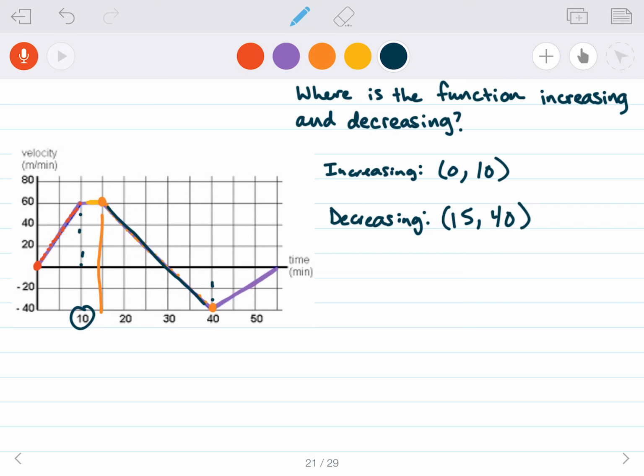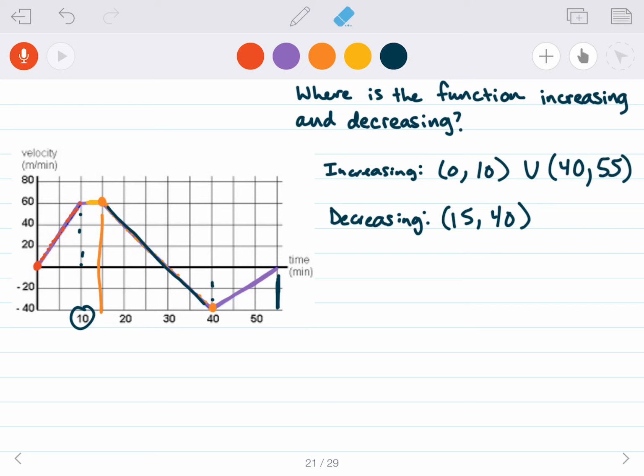Then it starts to increase again. So it's increasing from x equals 40 all the way, and it doesn't have arrows, so we'll just say that this thing is going to stop at 55, at x equals 55.